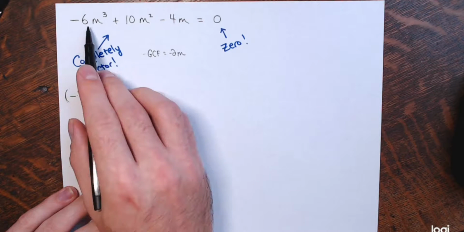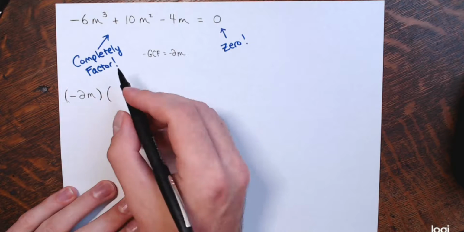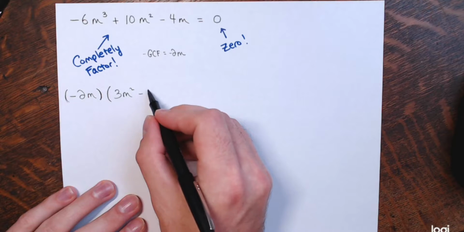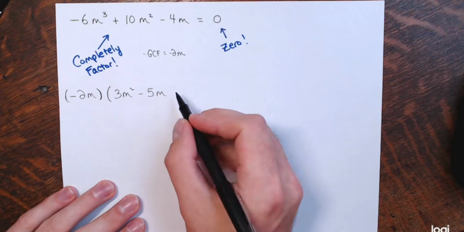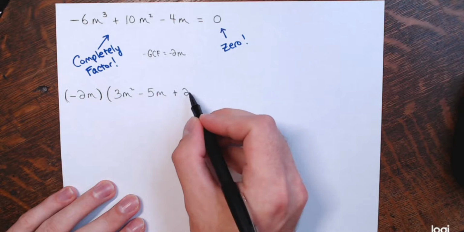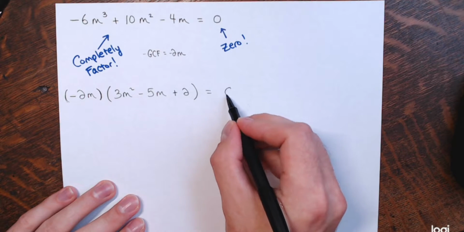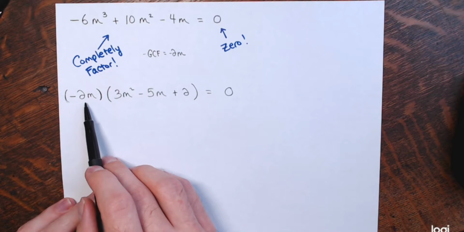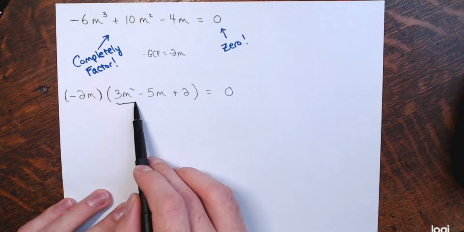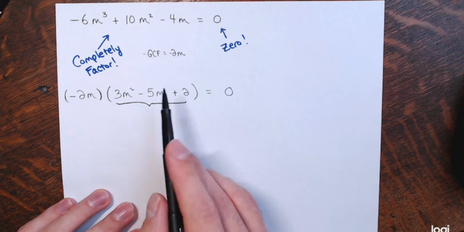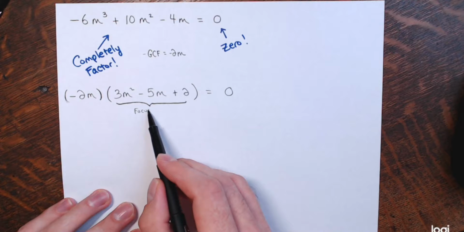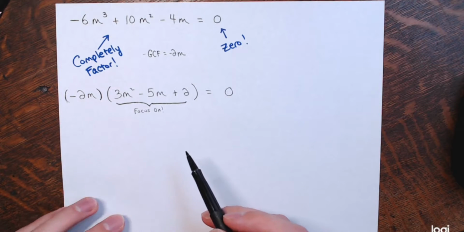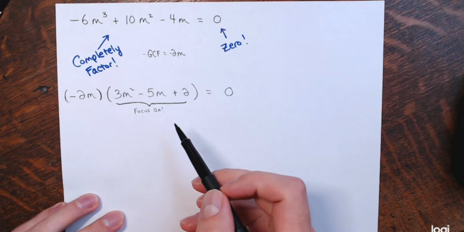Times, and then when I pull out negative 2m, what would be left over would be 3m squared minus 5m, and then plus 2. And we still have equals 0. And the GCF is pulled out, great. But now I'm going to focus on this trinomial here. And I'm not going to go into all the factoring methods. I'm just going to write out what this will factor to and leave it to you to figure it out, as I'm assuming by this point you know how to factor polynomials.